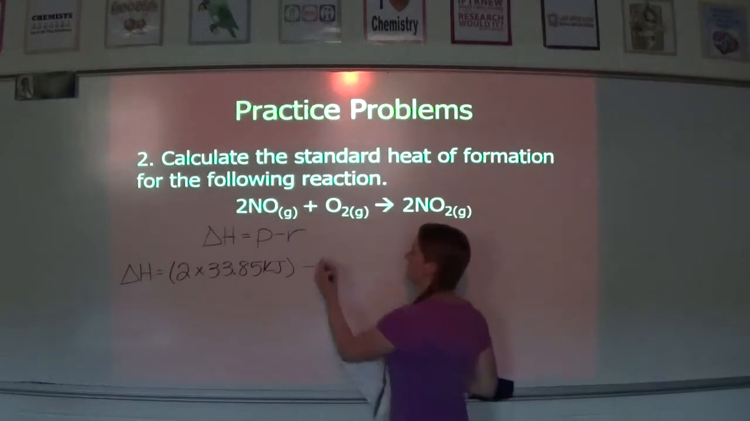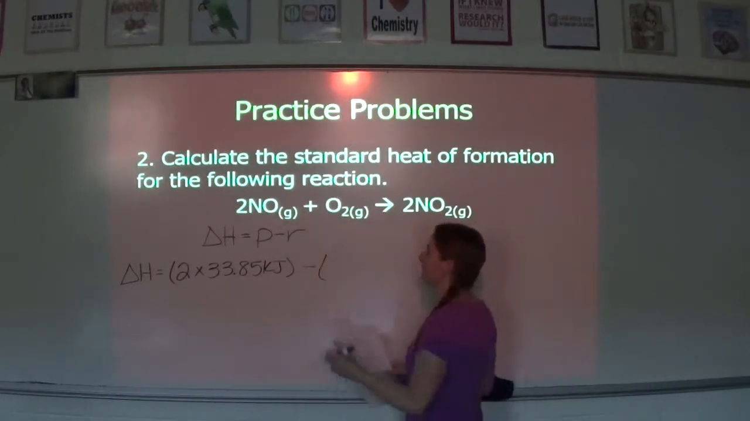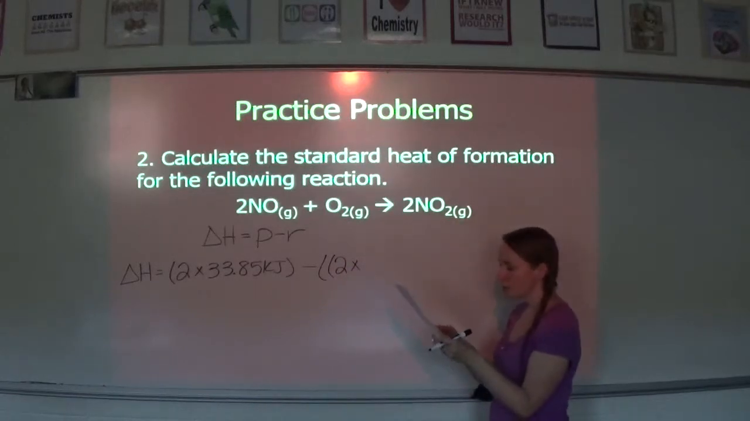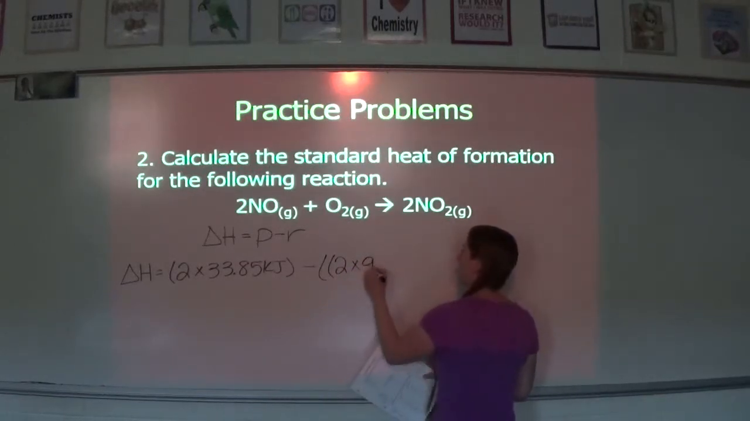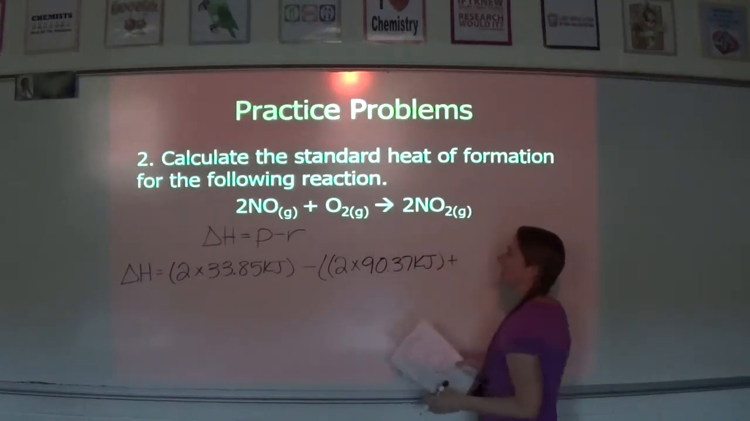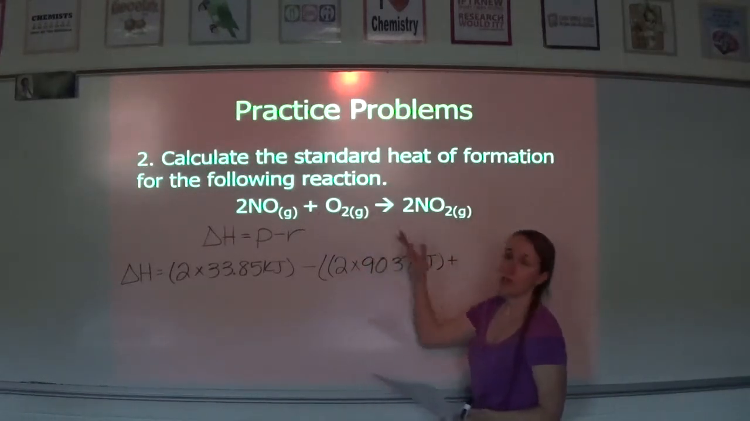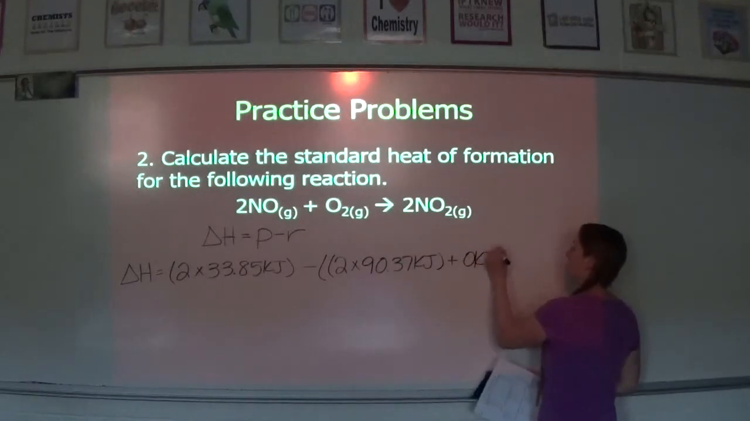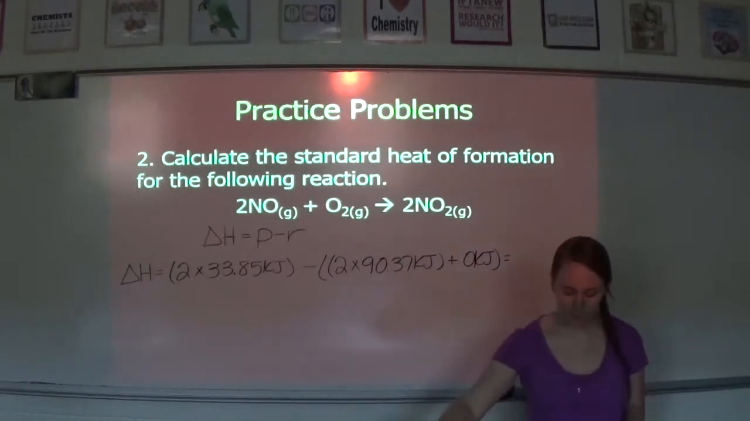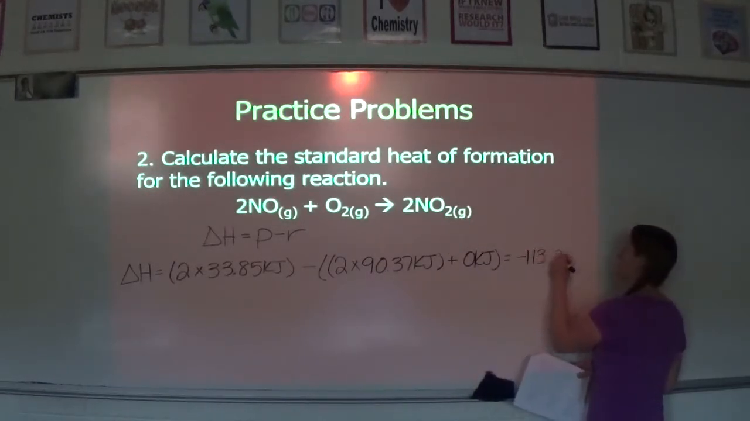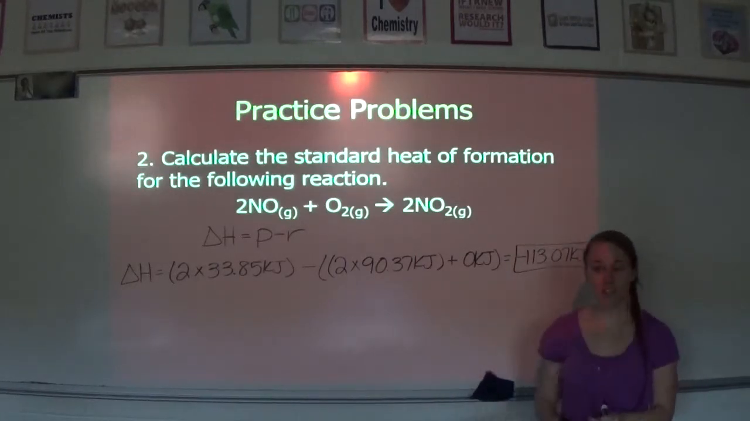So now I'm going to subtract my reactants. So I have NO, but there's 2 of them, so I'm going to do 2 times NO as a gas. So NO as a gas is 90.37 kilojoules. And then add my other one, which is O2 gas. That's its natural state with 0 kilojoules. And then I just solve. So when I solve, I got negative 113.07 kilojoules. So hopefully you got that one right.